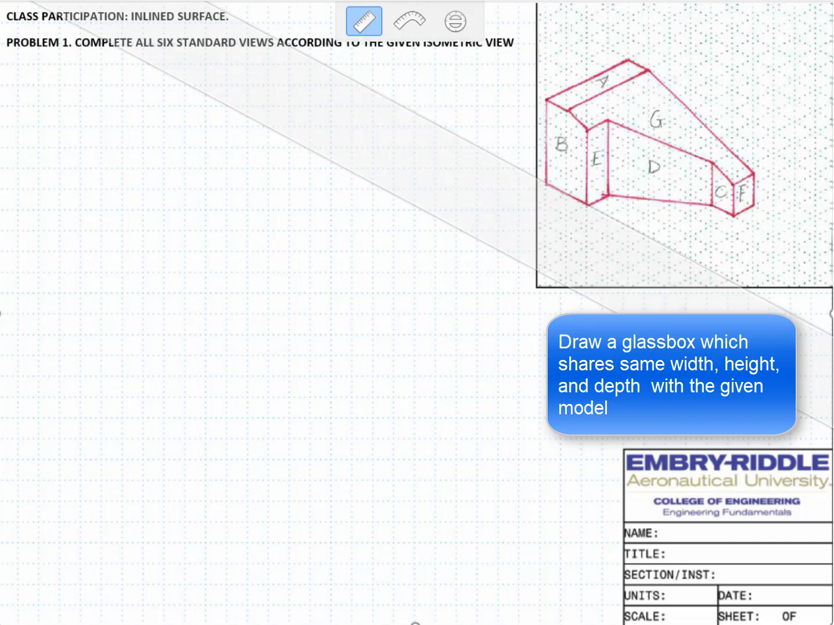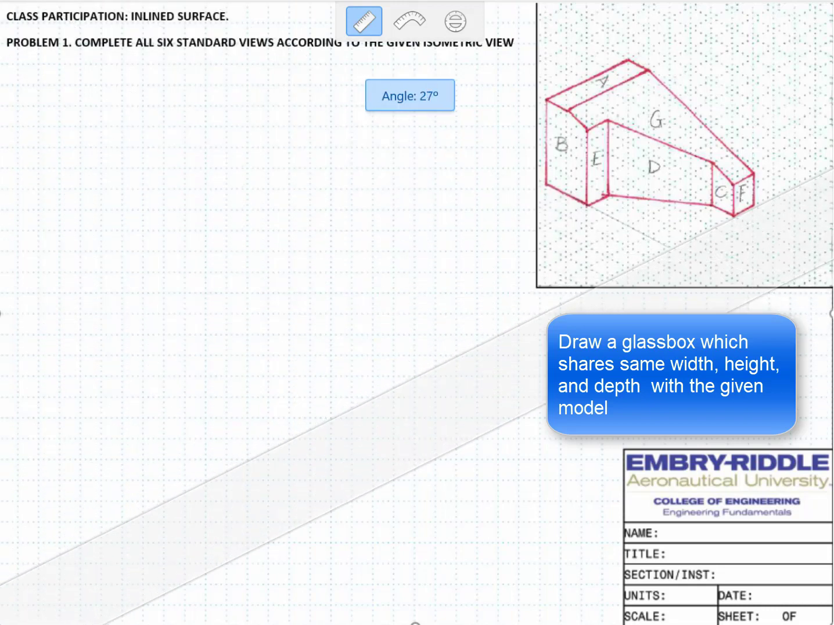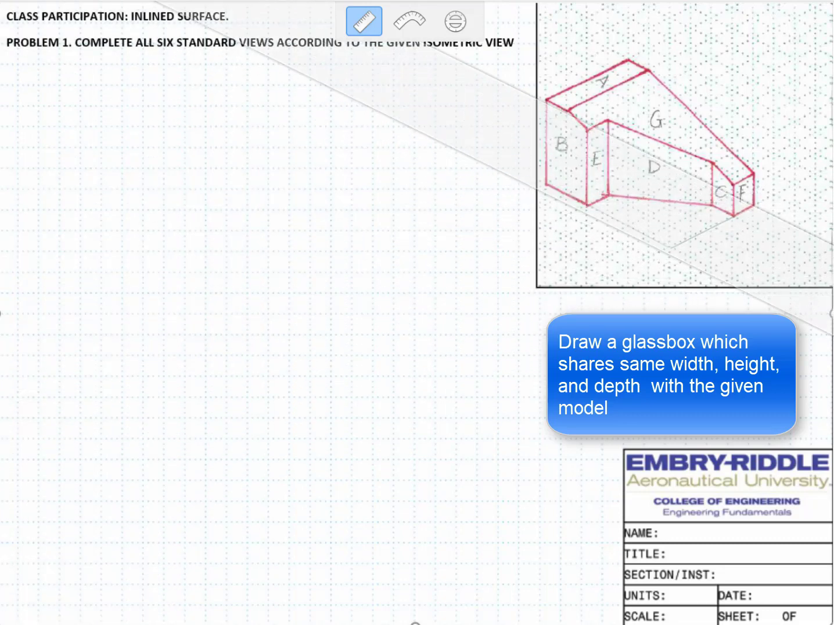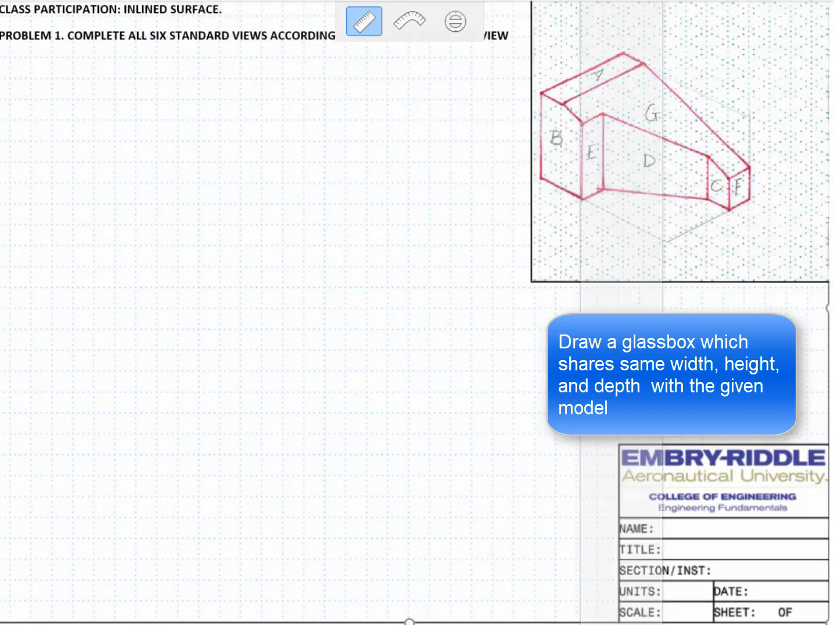To draw 6 standard views following the given model, we have to know the dimensions: height, width, and depth. Your guidelines should be much lighter so that they cannot interrupt understanding of the views. Draw a glass box which shares the same width, height, and depth with the given object.